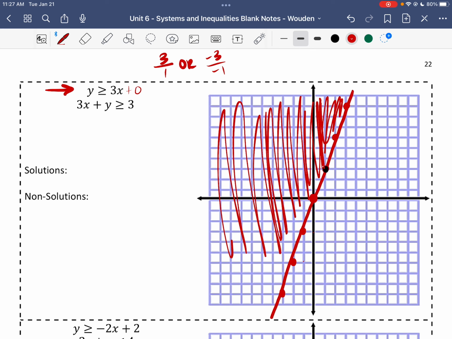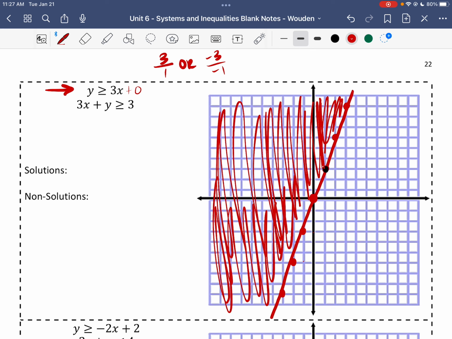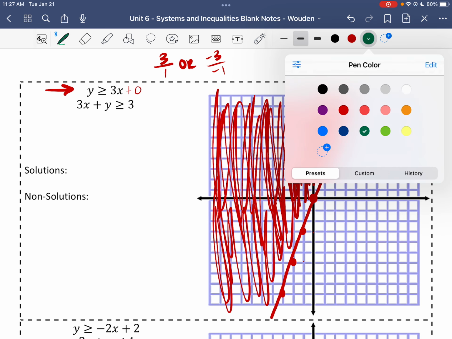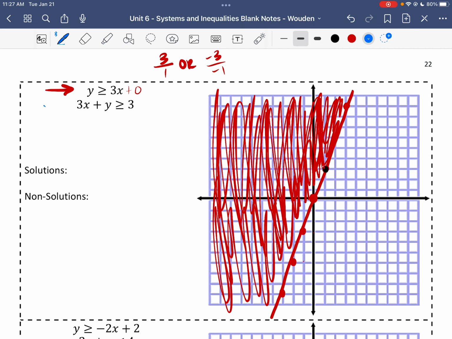So I know that I shade on this side of my line because it is greater than. Okay, there's my first inequality. Now my second one I'm going to do in blue. Okay, first I need to put y on this same side. So we need to kind of solve this equation a little bit.